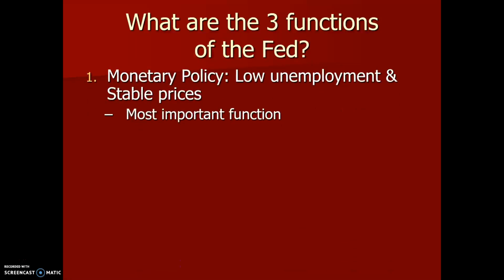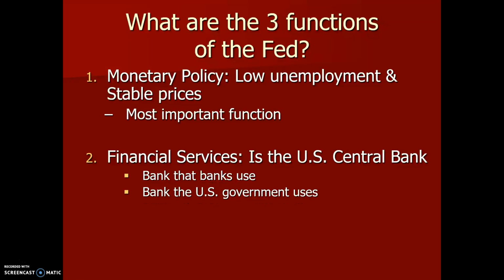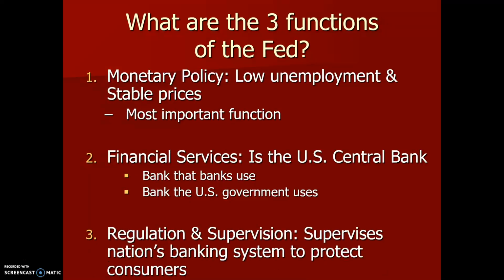So what does the Federal Reserve do? Their number 1 priority is to set monetary policy through the increasing and decreasing of interest rates. The goal of the interest rates is to adjust and have low unemployment and stable prices. The next is they provide financial services to banks around the United States, and it's also the U.S. Central Bank, the bank which banks use, and the bank which our government uses. And their third function is to create regulations and supervise banks, so it supervises the national banking system to protect consumers.